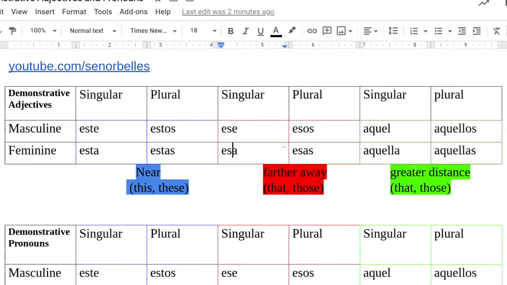And then at the right in green, we've also got that and those, and the words are pronounced aquel, aquella, aquellos, aquellas. It's just for something that's even further away in distance. There isn't a defining line for how far away it is, but if it's that house down the block over there, then I might use this word aquella, whereas if it's just that house, maybe one house down, I might just use this word esa right here. So it's just a greater distance.